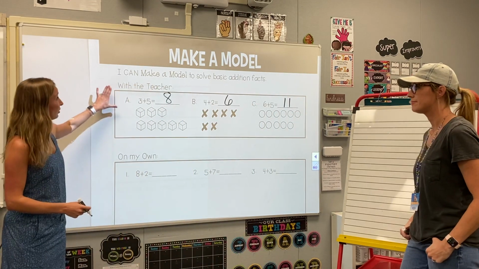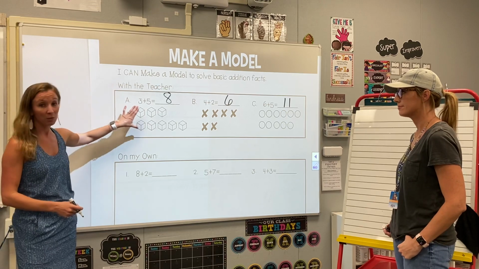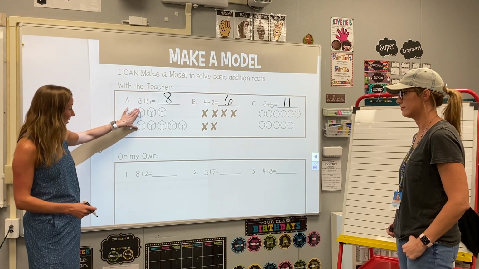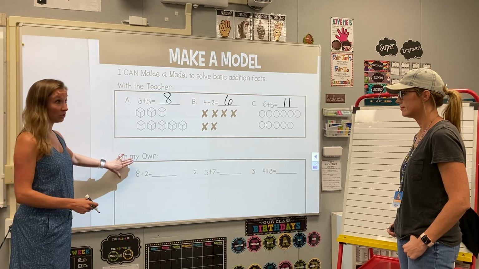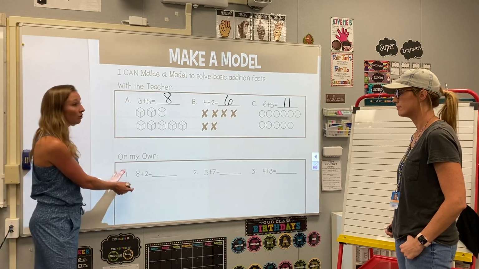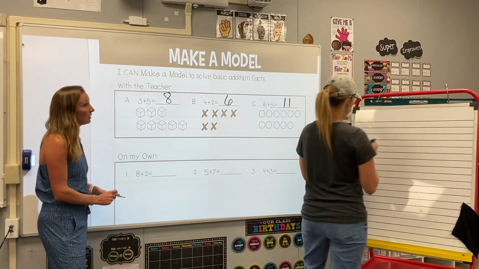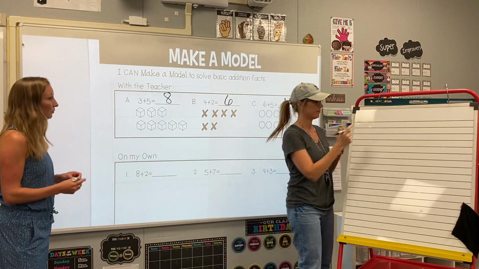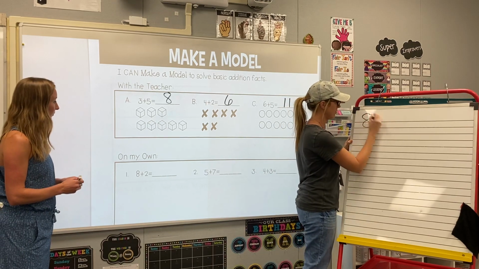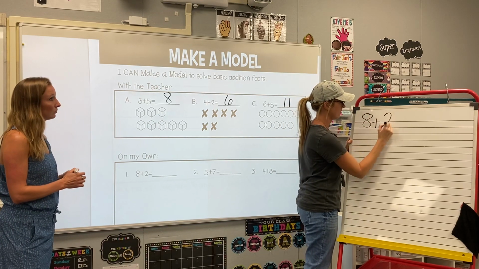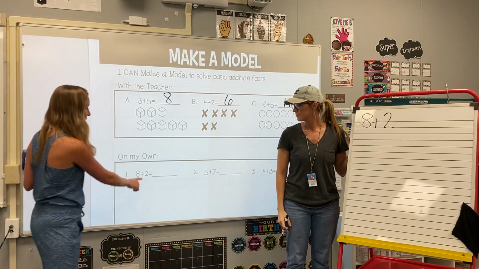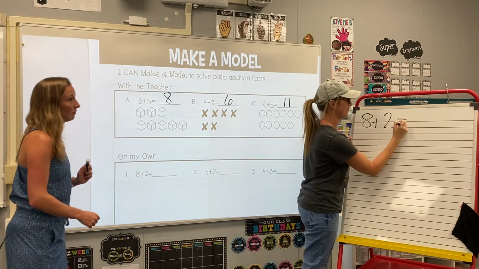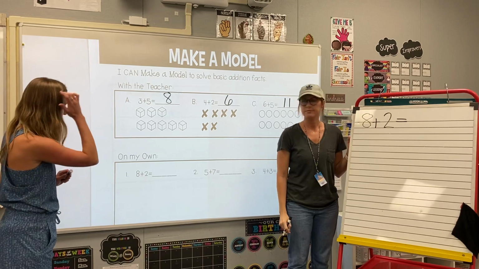Now, these are all problems that we did together where the pictures have already been drawn for us. But down here, we're actually going to do some problems on our own, and you can do the first one with me if you want. So go ahead and draw 8 plus 2. All right, and don't forget your equal sign. Oh, that's important for an equation. You're going to want that.